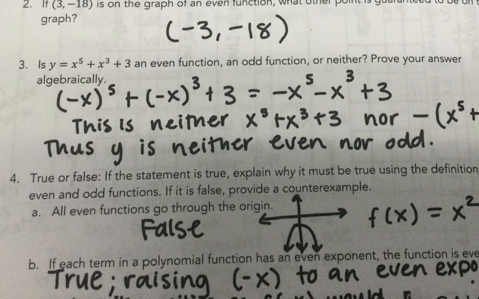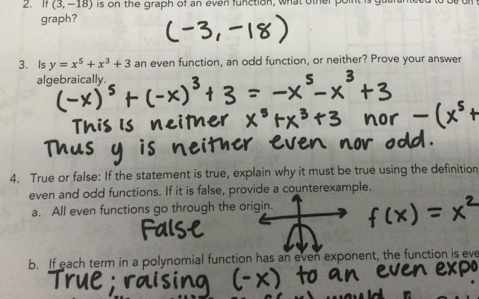So to be even, it must look exactly like the original. It doesn't. To be odd, every sign must be different. Well, 2 of the signs are different, but the last sign is still a positive 3. So it's not odd either. So it's neither even or odd, which means it doesn't have either one of those symmetries. Not symmetric with the y-axis, not symmetric with the origin.